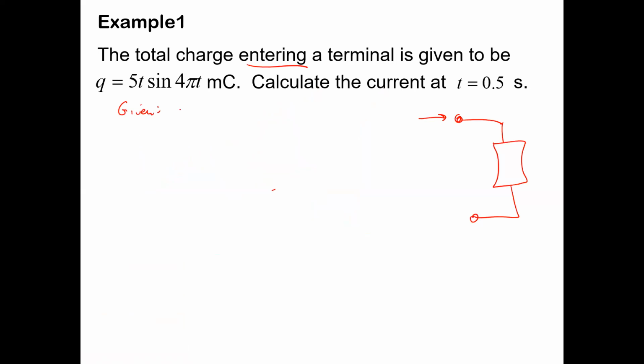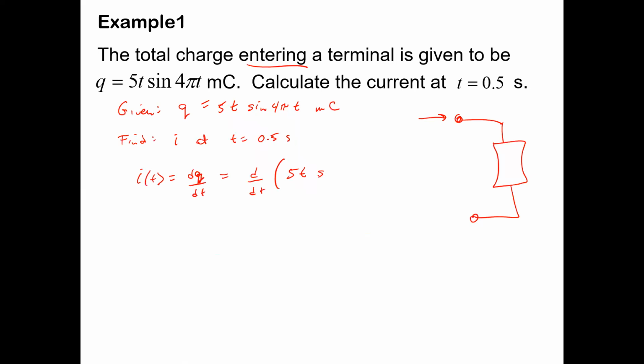So here's the way we solve these, right? Given q equals 5t sine 4 pi t millicoulombs, we have to find I at t equals 0.5 seconds. So I of t is dq dt, slope, and it's going to be the derivative of 5t sine 4 pi t. And you know how you derive these? What is this? The multiplication rule or something? What do you call it? The product rule, right? Yeah.